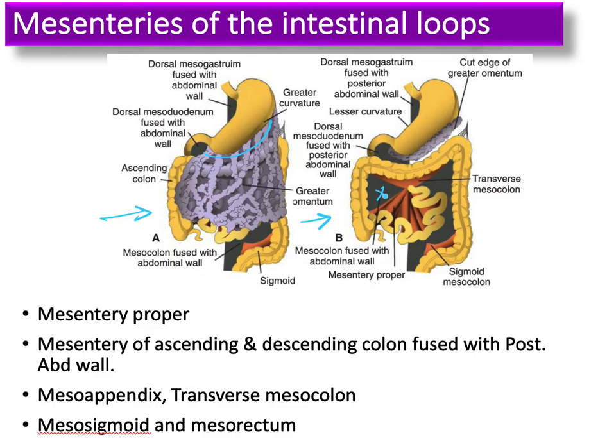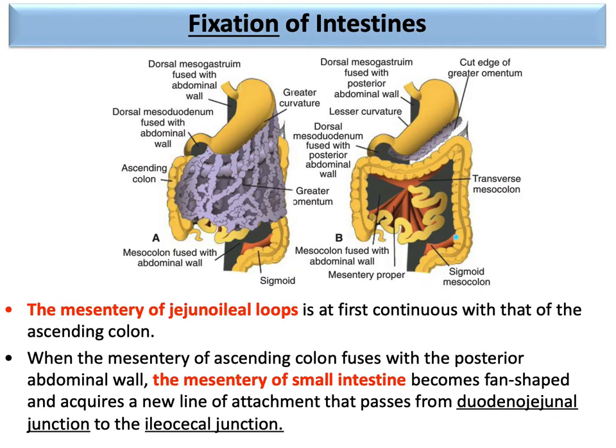gray color, which shows that these related structures are connected to the posterior abdominal wall, right? And the brown color here, which shows the mesentery. For example, transverse mesocolon that connects the posterior abdominal wall to the transverse colon, sigmoid mesocolon, mesentery proper, and the distal parts from the rectum.